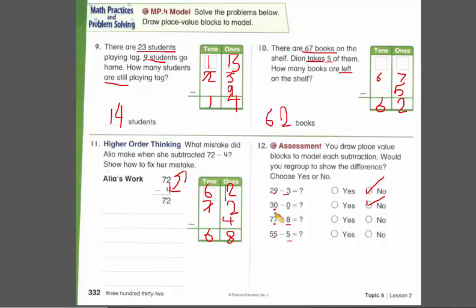7 minus 8. Can I say 7 minus 8? No, I can't. We don't have enough ones. Is 7 greater than 8? No, 7 is lesser. If the first number is greater than the other number, there is no need to regroup. But when this number is lesser than the second number, I need to regroup.